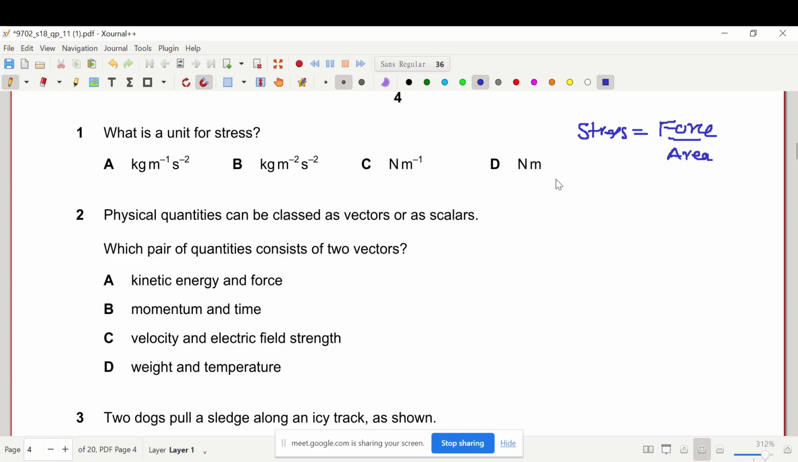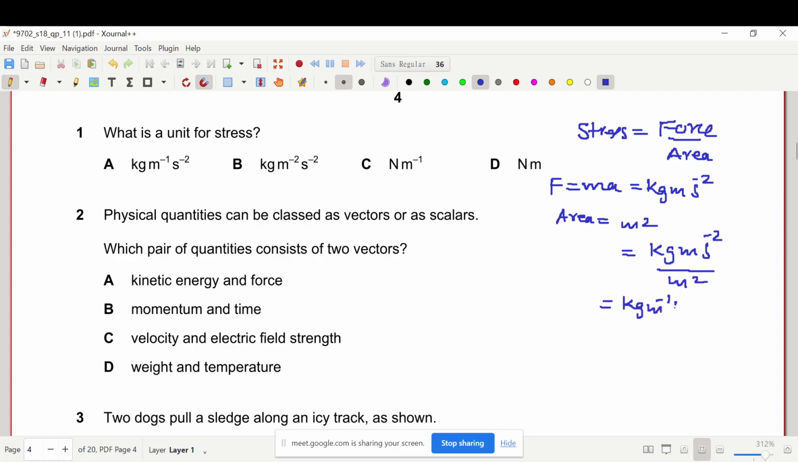Okay, for the force you have the simplest formula, kg meter per second square. For area you have meter square. So we just apply force, kg meter per second square, over meter square. You will get kg meter minus 1, this one. So our answer will be A.